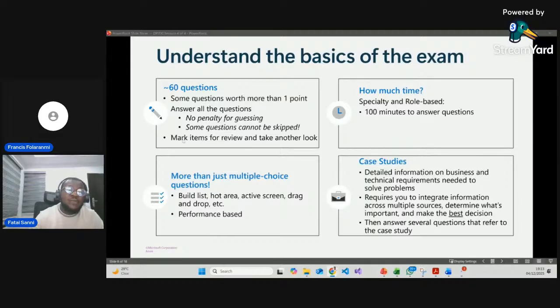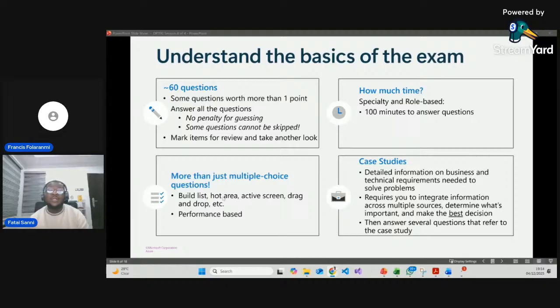Okay, so you have more than just multiple choice questions. Questions in these Microsoft certifications can come in different formats. You have drag and drop questions, multiple choice questions, and active screen questions. We are going to be demoing some of these as we proceed in this session. And all of these questions are performance based.